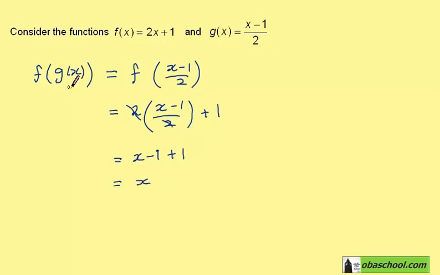So we put x originally into g. The output from that went into f, and we got x back.